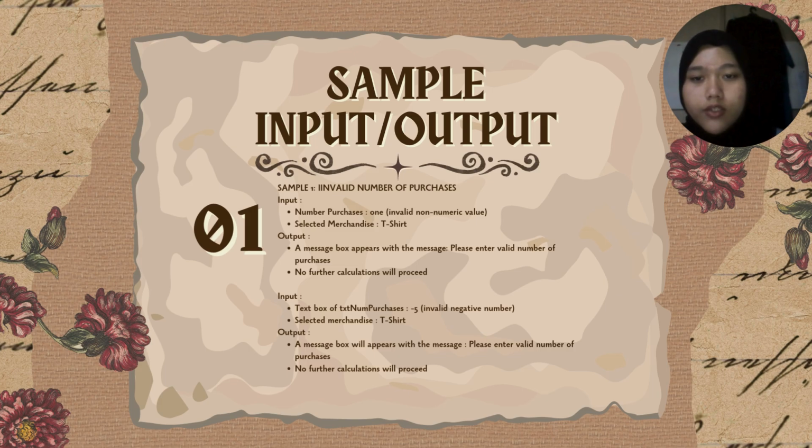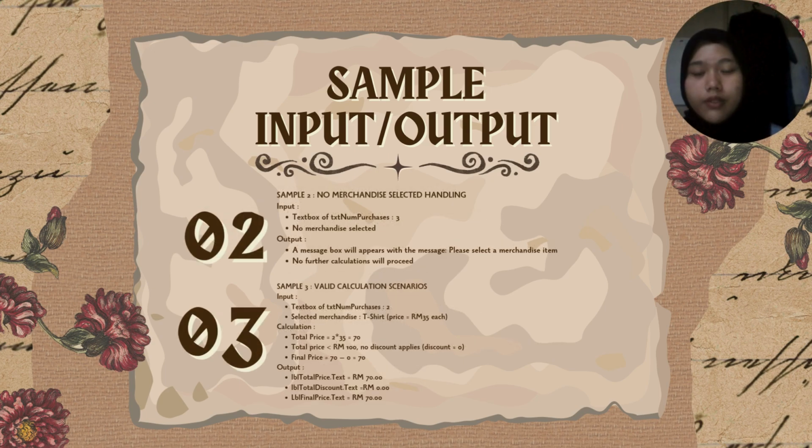If the user enters an invalid number of purchases, which is 1, and selects merchandise t-shirt, a message box will appear with the message, please enter valid number of purchases, and no further calculation will proceed. And another one, if the user enters an invalid negative number, which is -5, and selects a merchandise, which is t-shirt, a message box will appear with the message, please enter valid number of purchases, and no further calculation will proceed. The input is an invalid non-numeric value and also an invalid negative number. The output will be the message box and no further calculation will proceed.